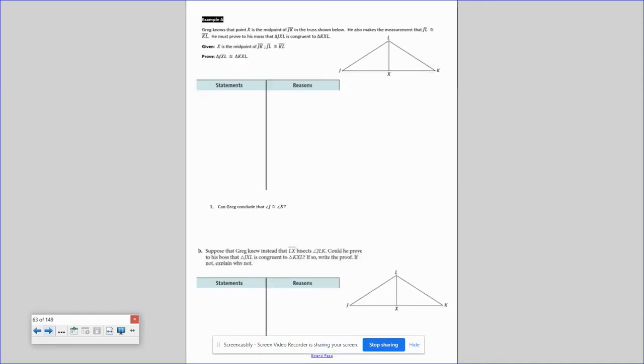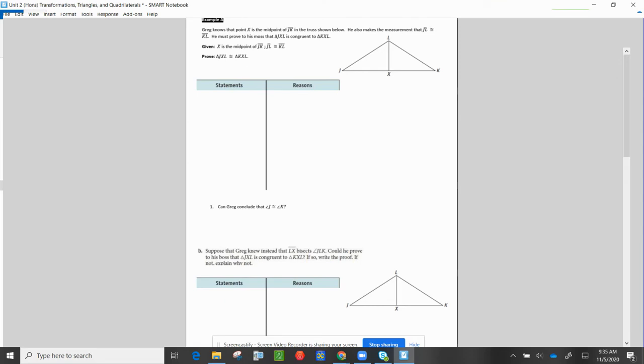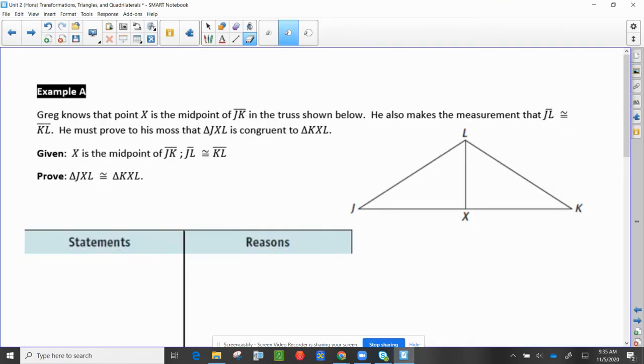So let's do a couple proofs together. The more we practice, the better we're going to get at it. In example A, this is from your book here, so I just stole from the book. We have Greg knows that point X is the midpoint of JK. He also makes a statement that JL is congruent to KL. He must prove to his boss that triangle JXL is congruent to triangle KXL.